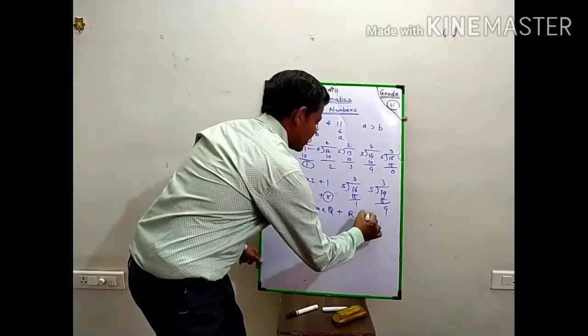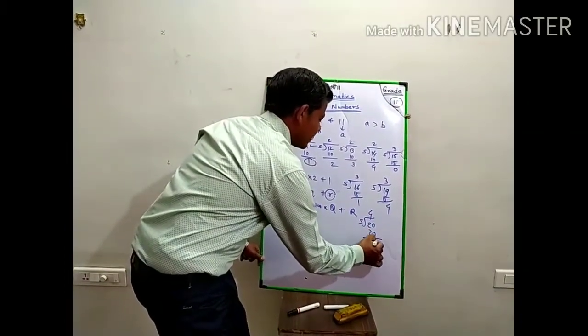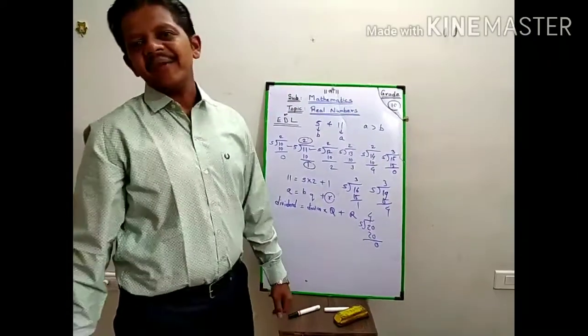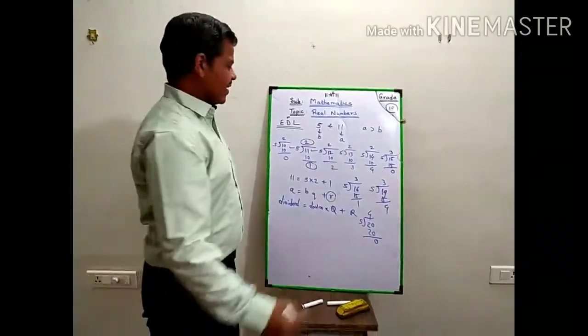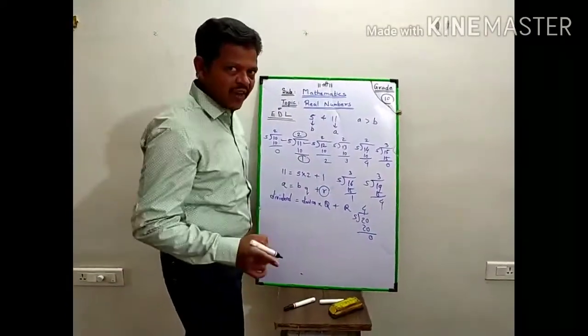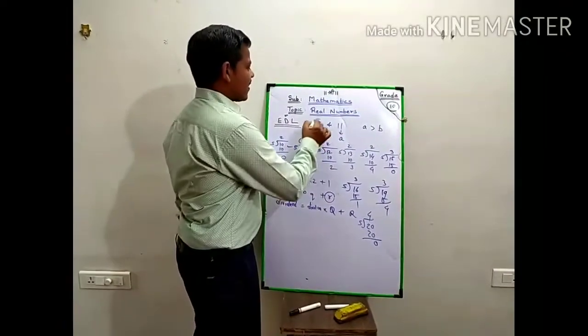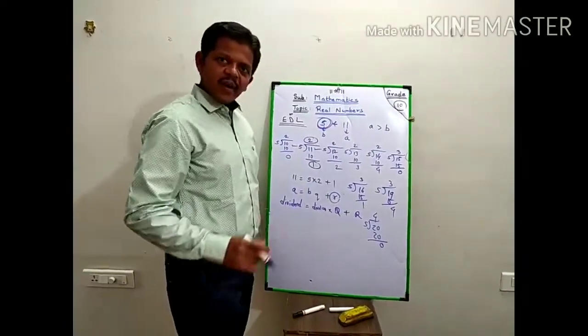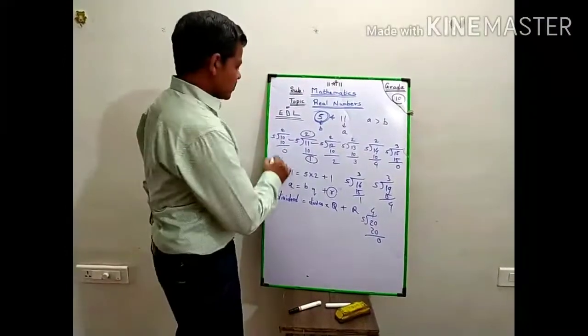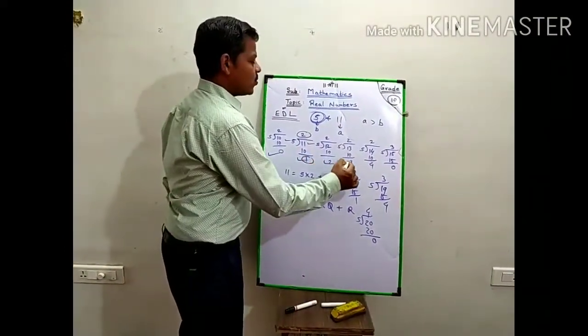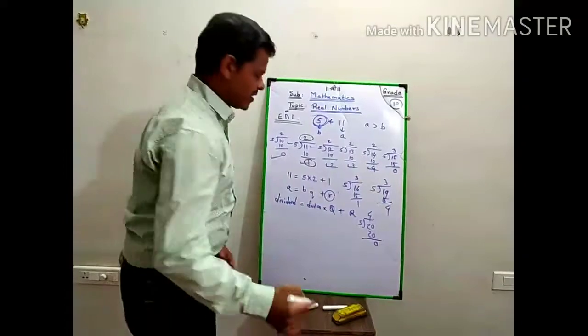20 divided by 5, 5 4s are 20, remainder is 0. See, that's unique. Remainder can take only 5 values. Why? Because the divisor is 5. Remainder will have only 5 values. Which are those? 0, 1, 2, 3, 4. And that's what we said.